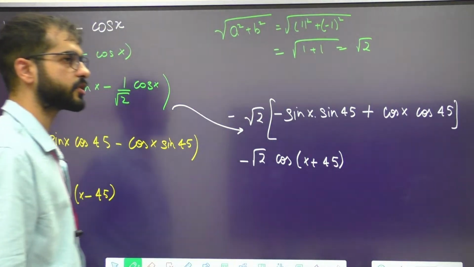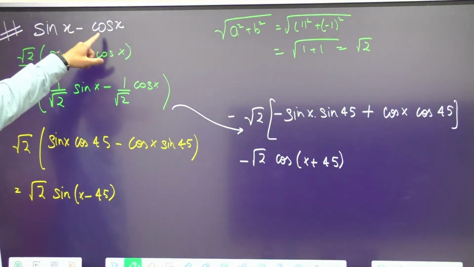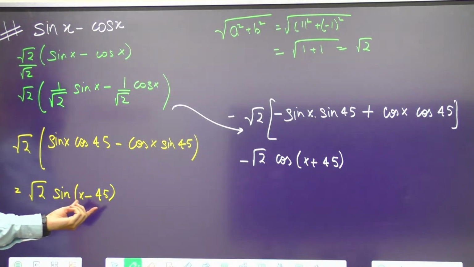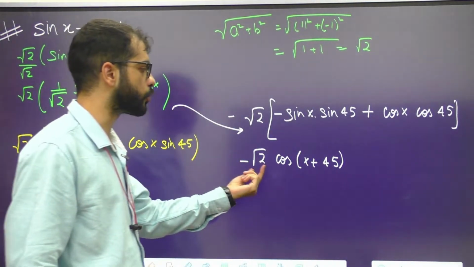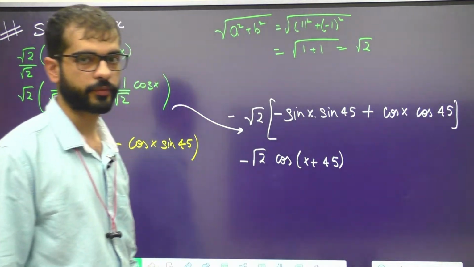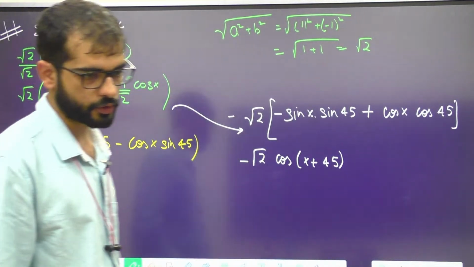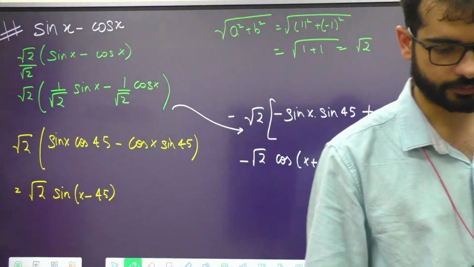So if I have the expression sin x minus cos x, it can be written as root 2 sin x minus 45 or minus root 2 cos of x plus 45. Please note it down and post the questions in the comments.